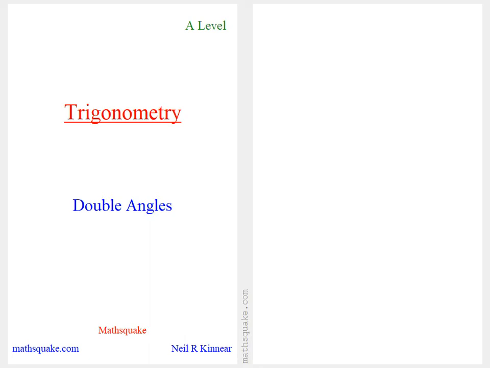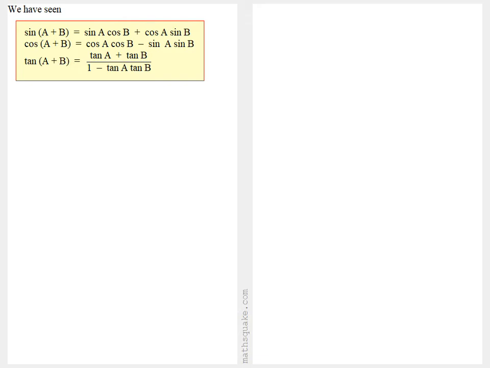Trigonometry, double angles. Now we've seen how we can get formulae for compound angles. That is, the sine of a plus b is equal to the sine of a times the cosine of b plus the cosine of a times the sine of b. And the cosine of a plus b equals the cosine of a cosine of b minus sine a sine b.